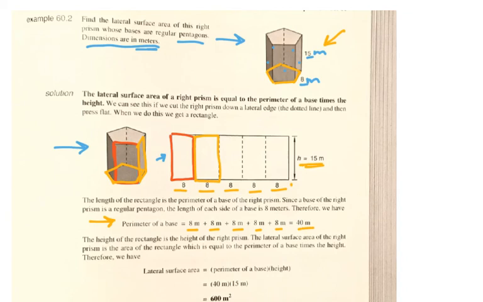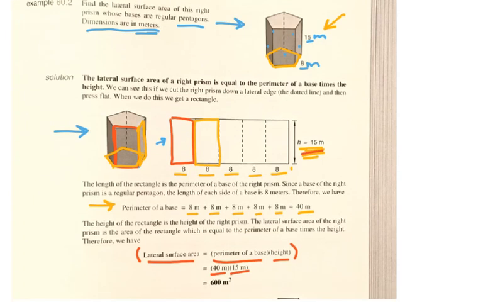And then the height of the rectangle was told to us as 15. And because this is the formula we're using, lateral surface area equals the perimeter of the base times the height. So the perimeter of the base we found by adding those 8s together. The height was given to us. So when we multiply 40 and 15, we get 600. And then when we multiply the units, meters times meters, we get meters squared.